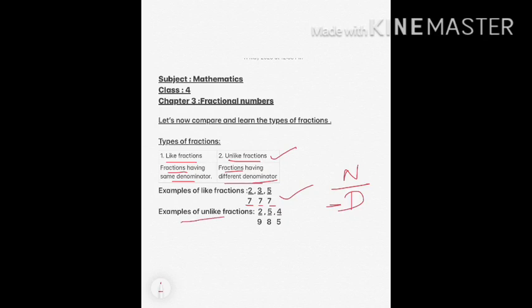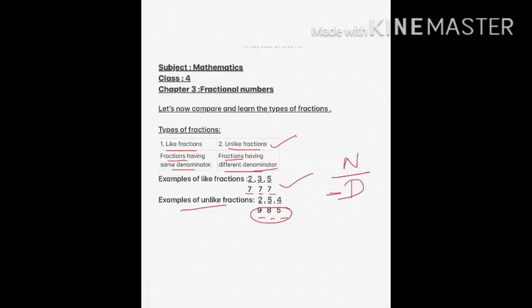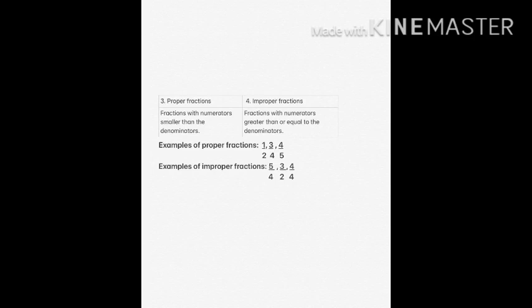Now take the examples of unlike fractions here. 2 upon 9, 5 upon 8, 4 upon 5. All the denominators you can see are different. So in a comparative way you can learn: like means same denominator and unlike means different denominators. Let's move on to the next types.